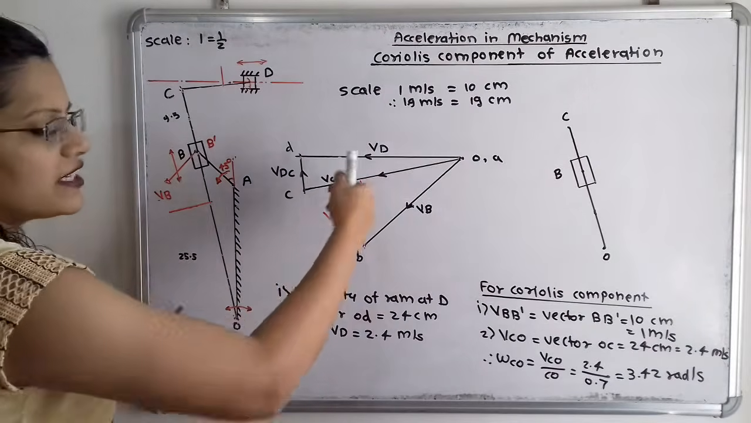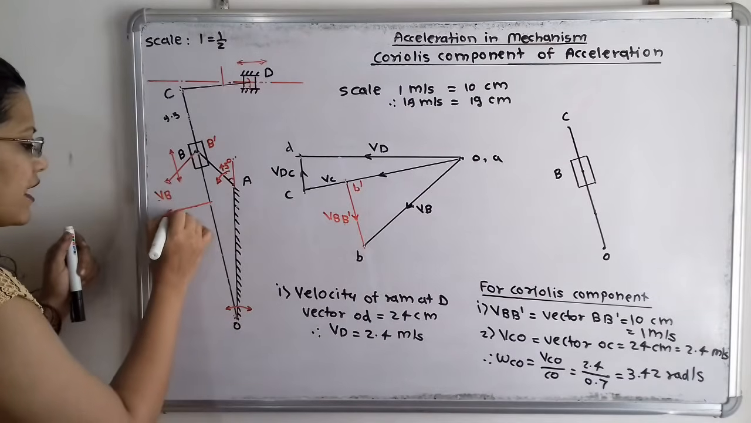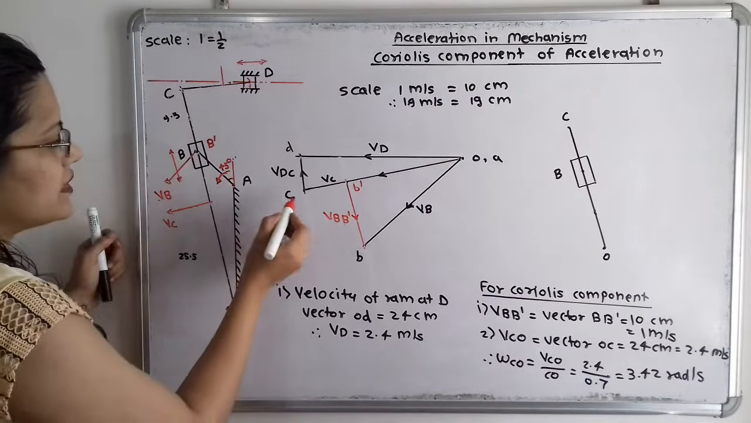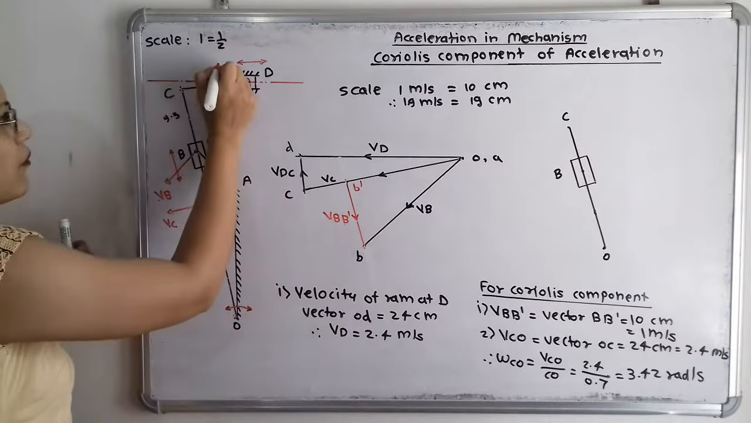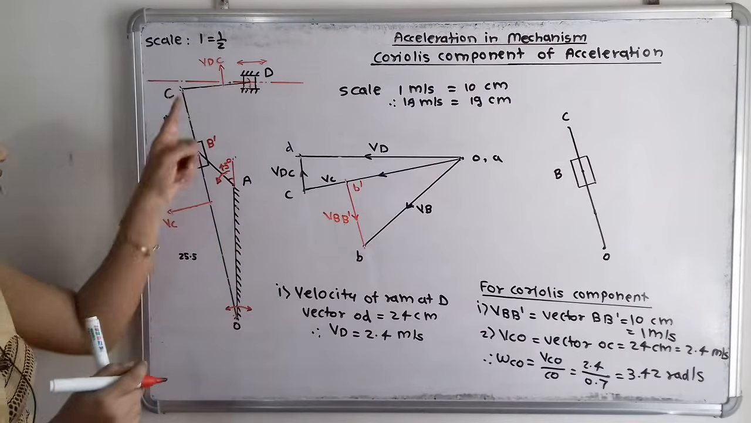So here the direction is towards the left hand side, so I will show this direction and we will say VC. Then in the same way for this link CD, here is the velocity of D with respect to C. It is having upward direction, so I will show here the vector, that is the velocity of D with respect to C, that is VDC.